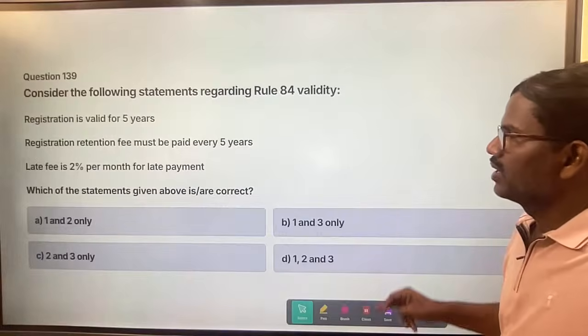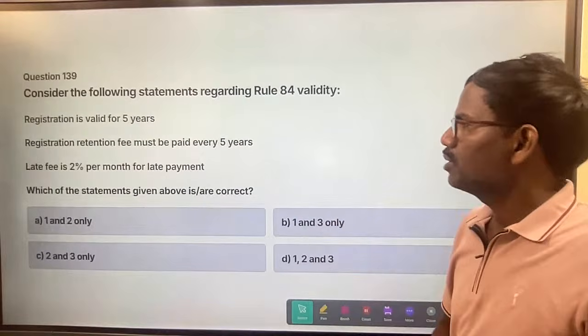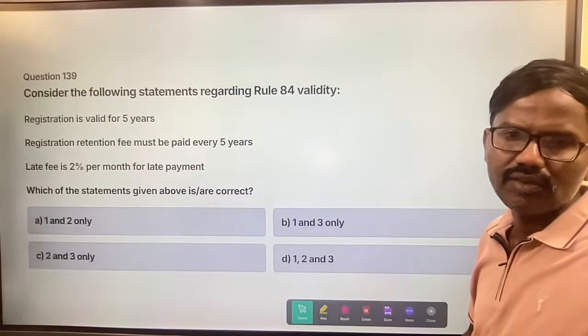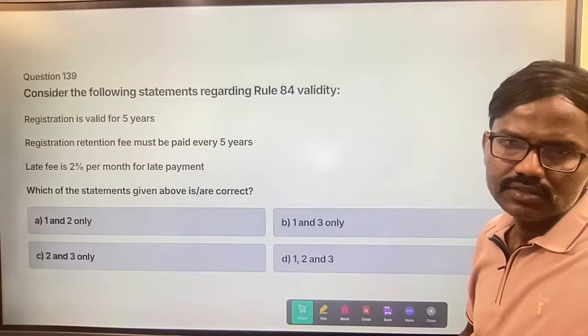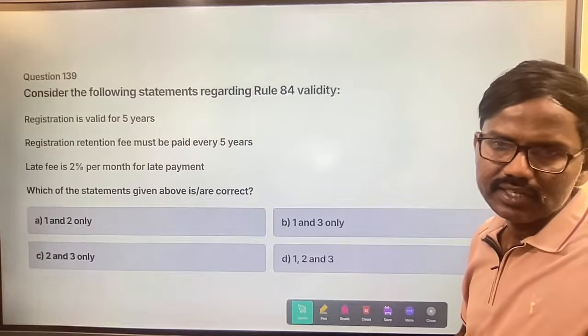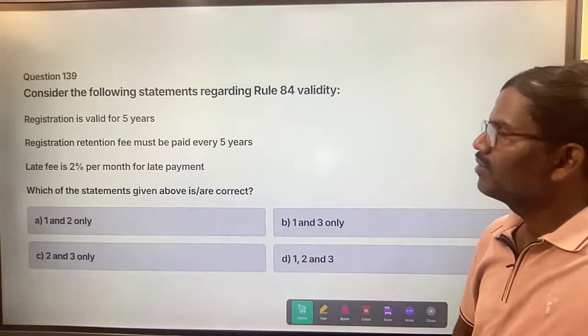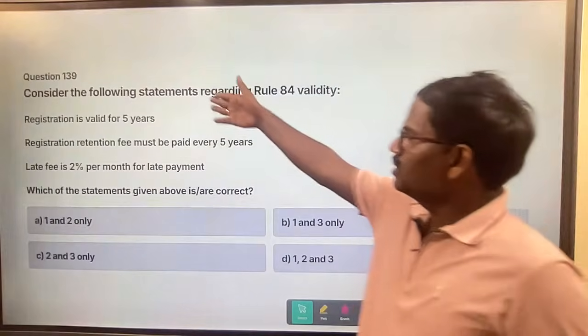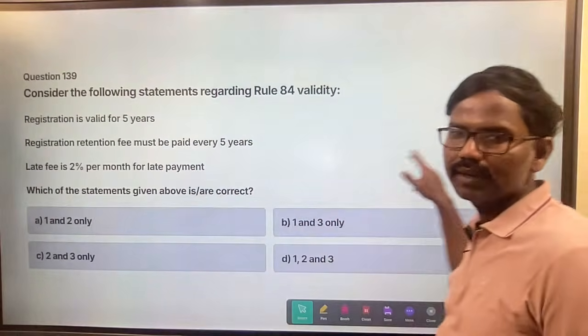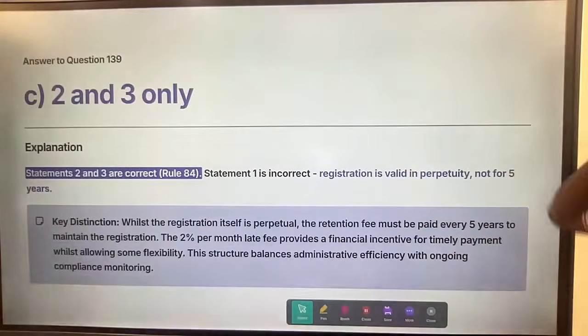B, 1 and 3 only. So registration retention fee must be paid every 5 years, right? What happened to that? Is it not correct? C, 2, 3 only. What happened to valid for 5 years? See, the statement is simple. Statements are simple. Okay. Right answer is 2 and 3 only.